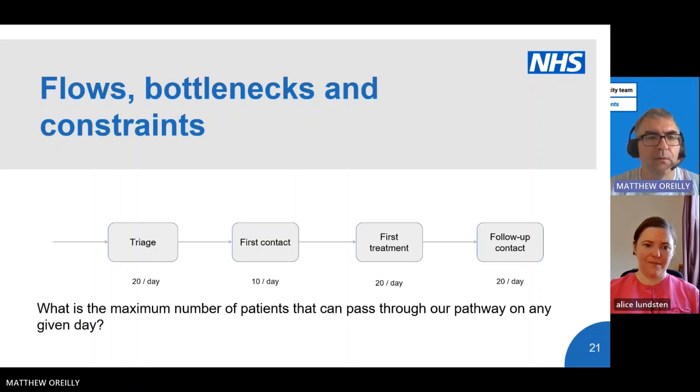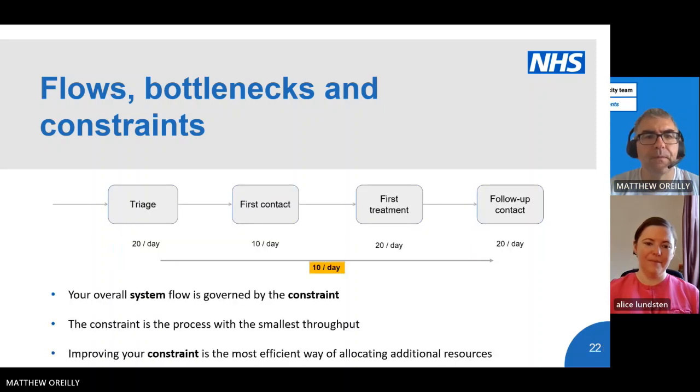So we can see that we can complete 20 triages a day, 10 first contacts a day, 20 first treatments a day, and 20 follow-up contacts in a day. So we're going to consider what would be the maximum number of patients that can flow through our pathway. And we can see that the constraint here is the first contact, because we can only get 10 patients through this part of the pathway.